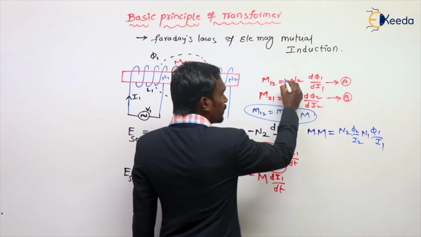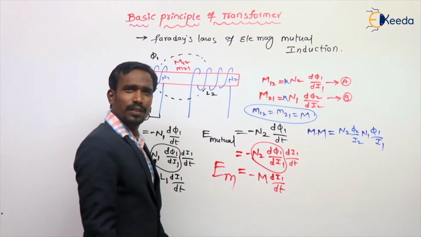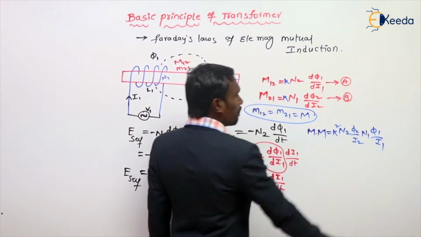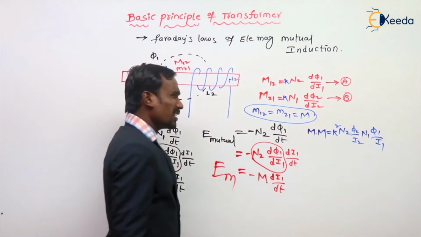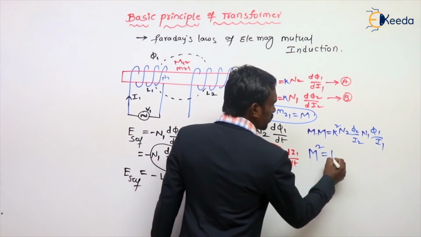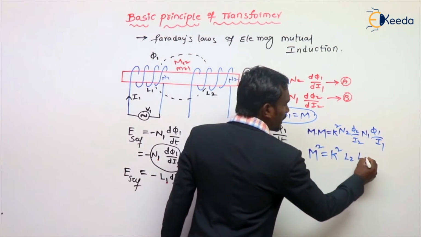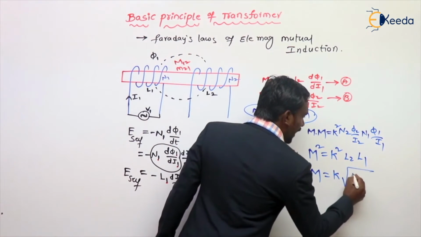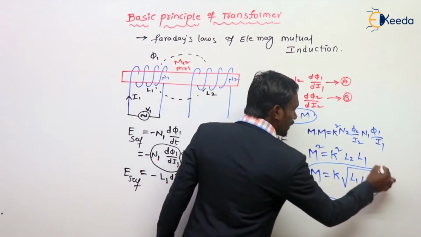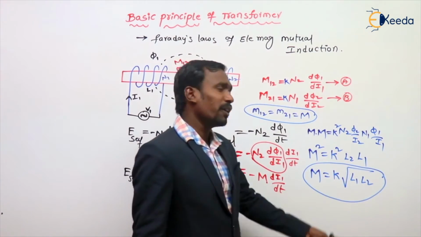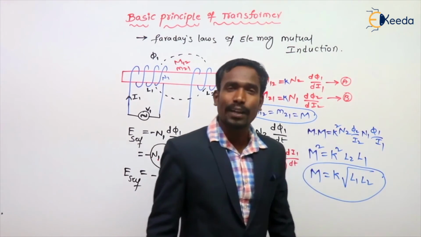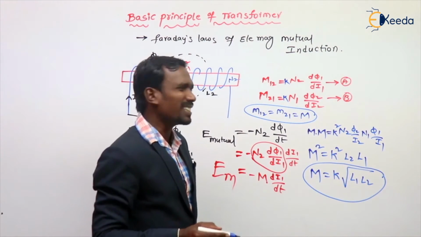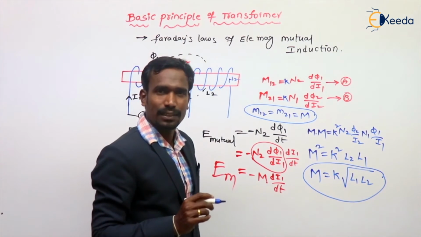Of course, if you take some constant k for simplification, the coupling constant k, the well-known formula is M square is equal to k square into L2 into L1. Of course, M is equal to some constant k into square root of L1, L2. Mutual inductance is equal to some coupling constant k multiplied with square root of L1, L2. This is a well-known formula for you. I am just giving you a brief analysis.